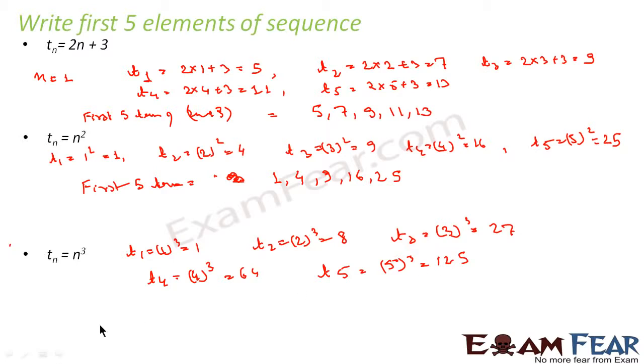So if you see the series, what we get is the 5 term series is nothing but 1, 8, 27, 64 and 125. This is our answer. So what we have done here, in the nth term, we have put the value of n is equal to 1, 2, 3, 4 and 5 to get T1, T2, T3, T4, T5, and thus that is the answer.